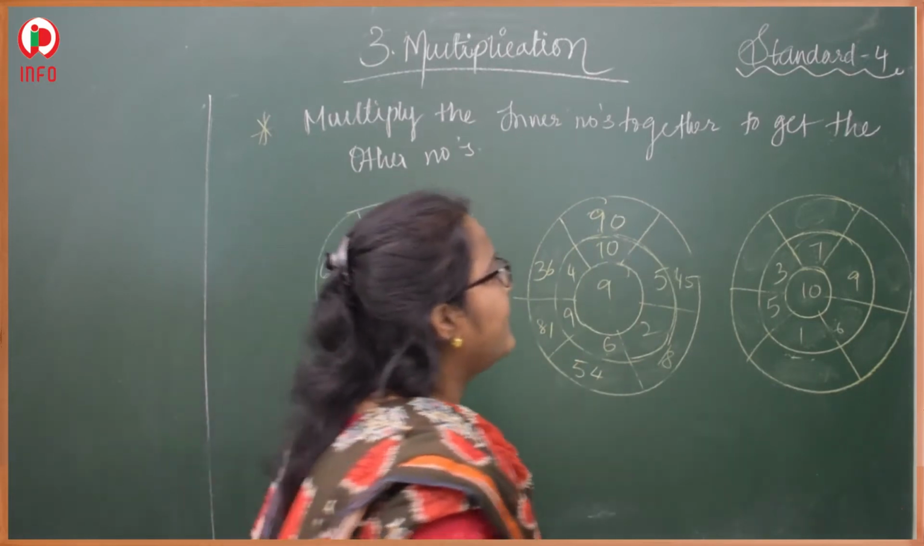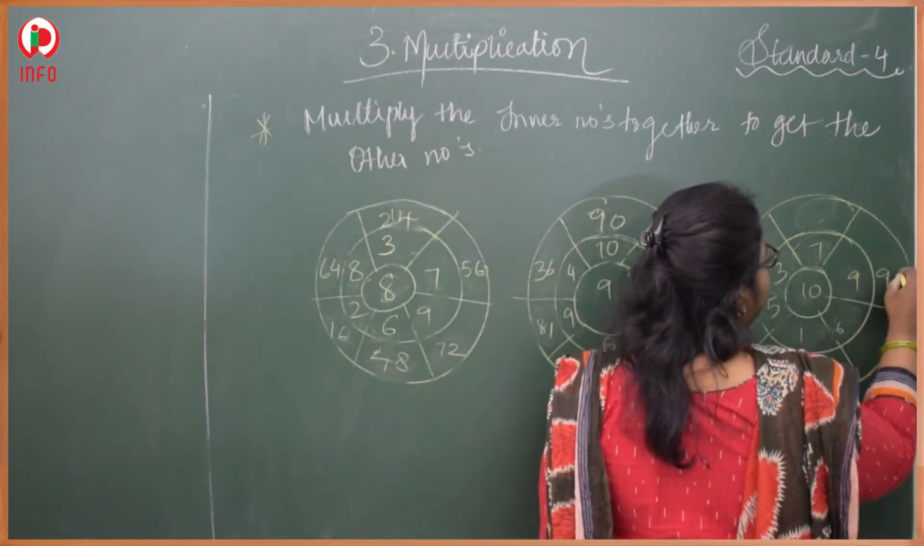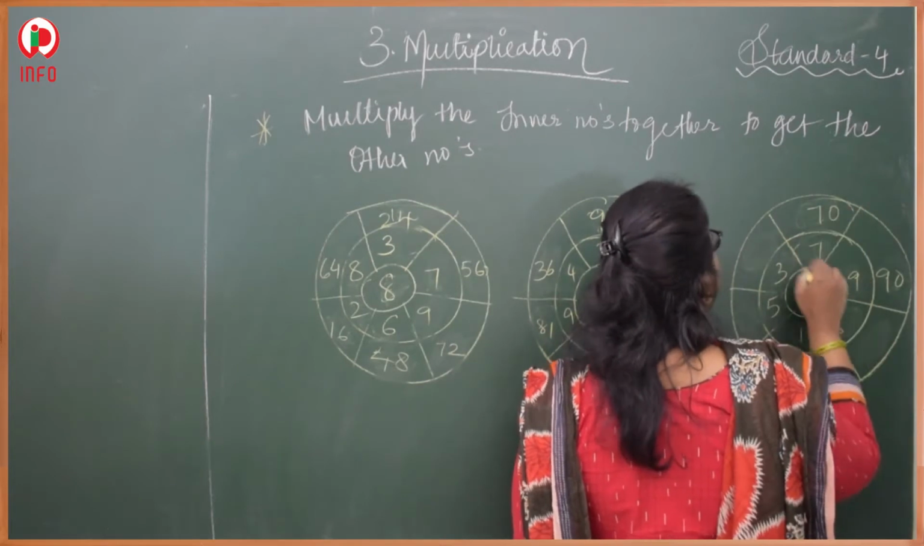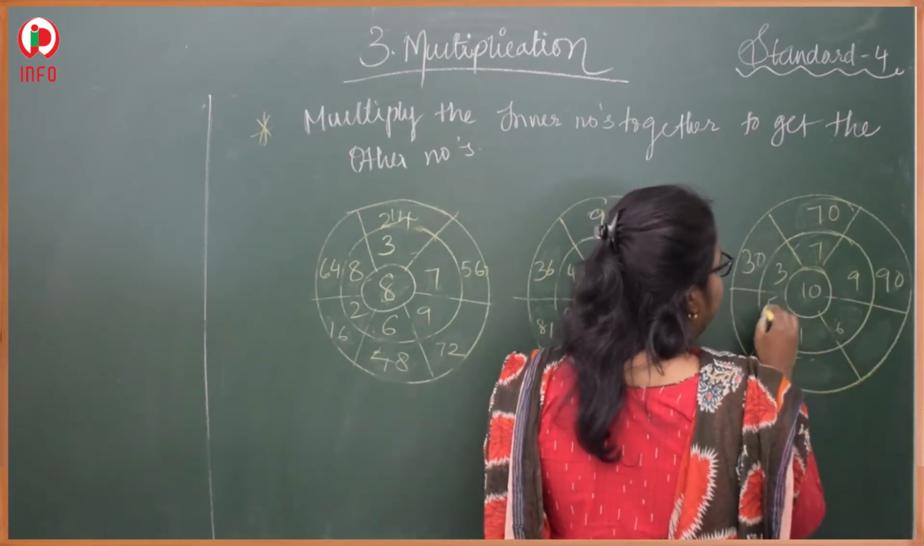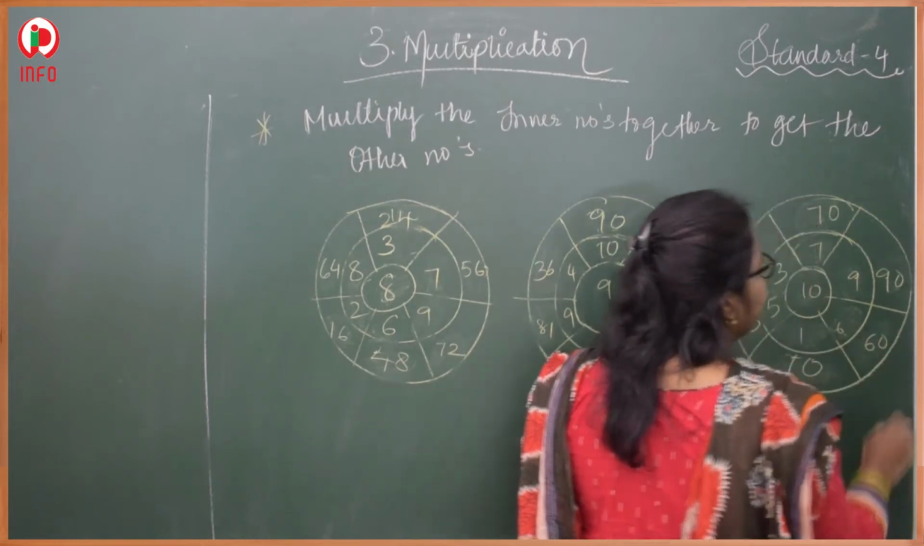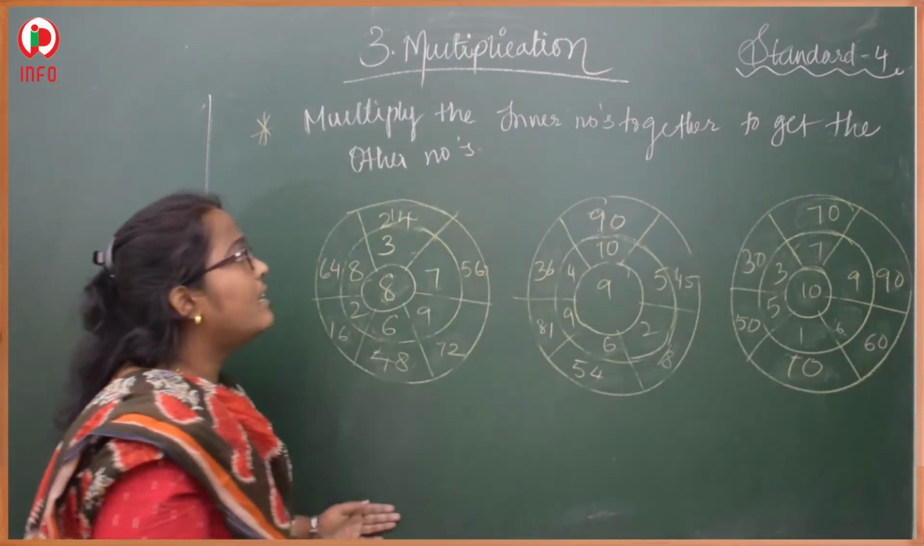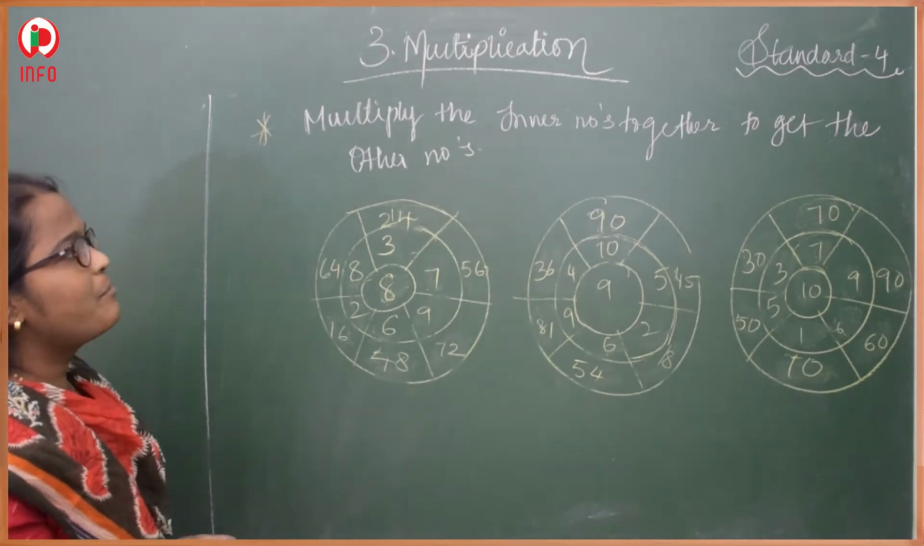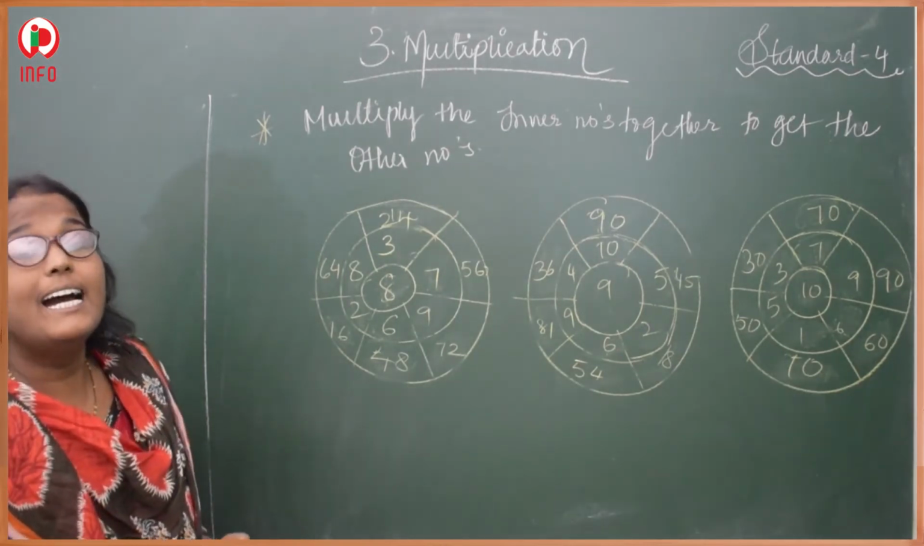Okay, guys, next 10. 10 9s are 90. 10 7s are 70. 10 3s are 30. 10 5s are 50. 10 1s are 10. 10 6s are 60. So this is all about multiplying the inner numbers together to get the other numbers.